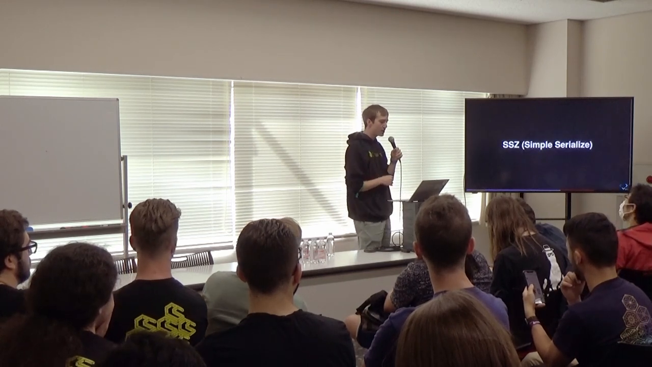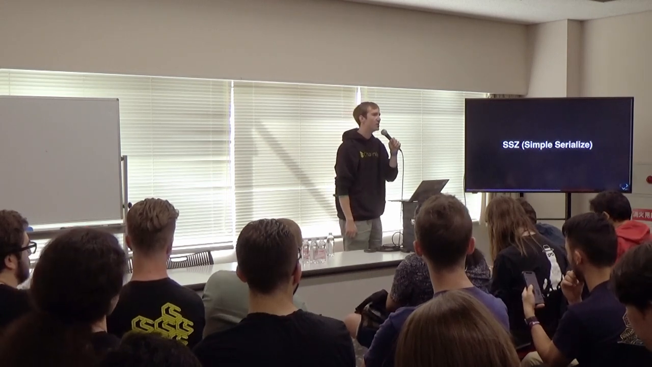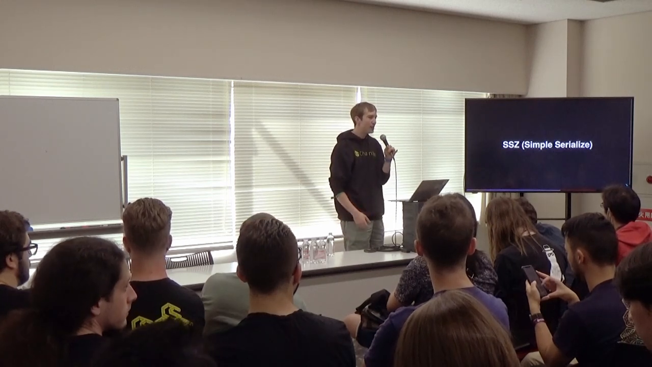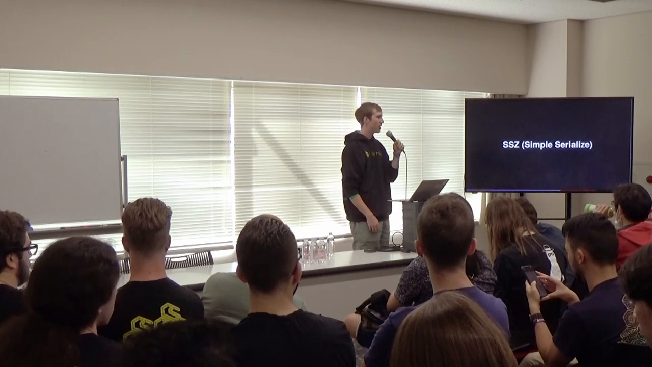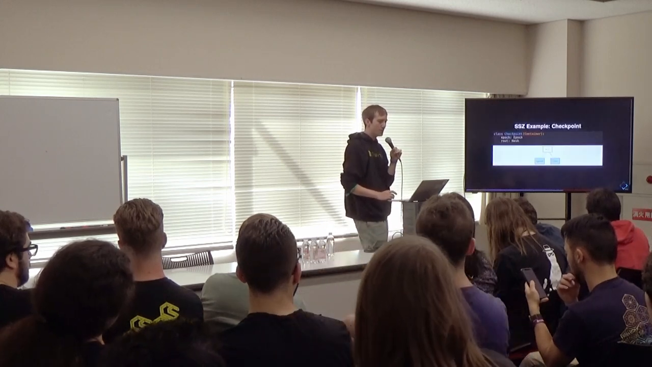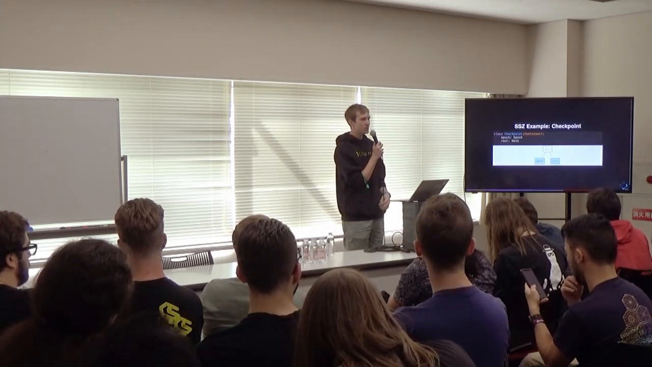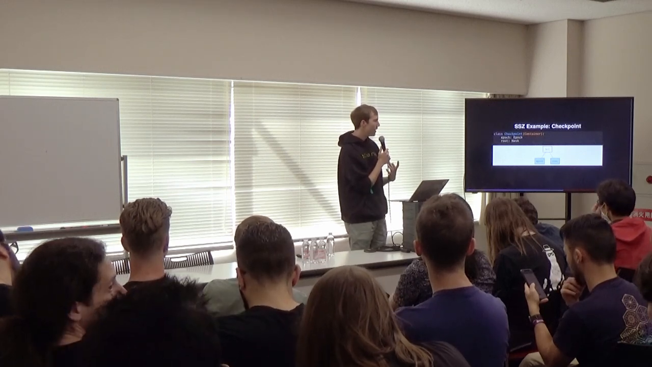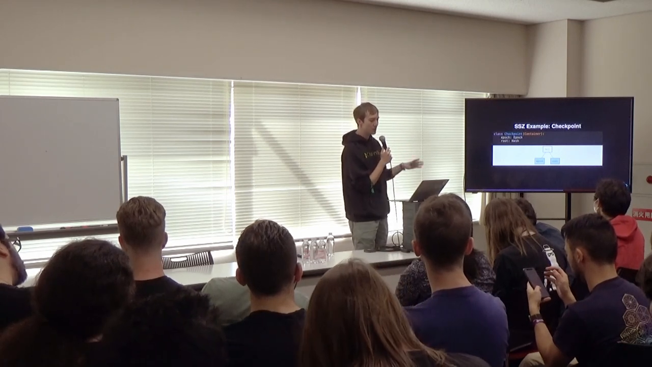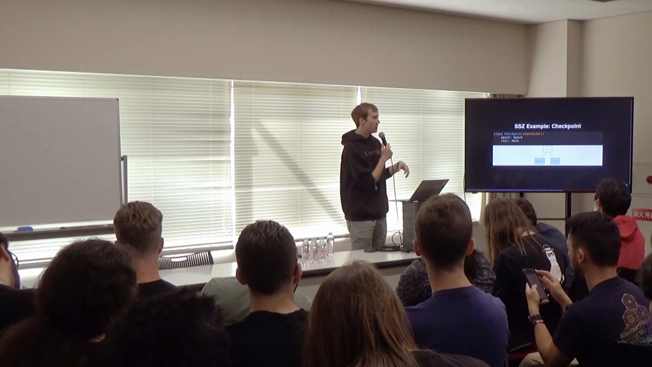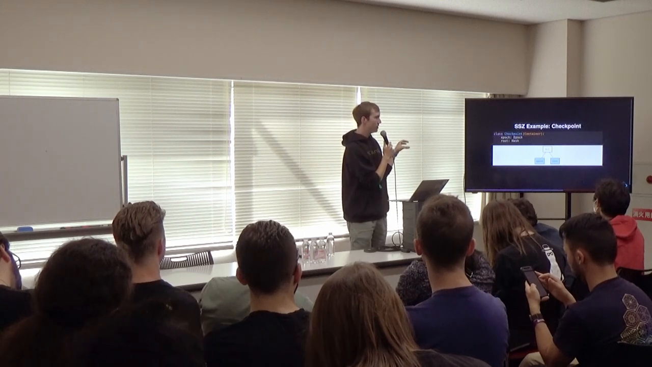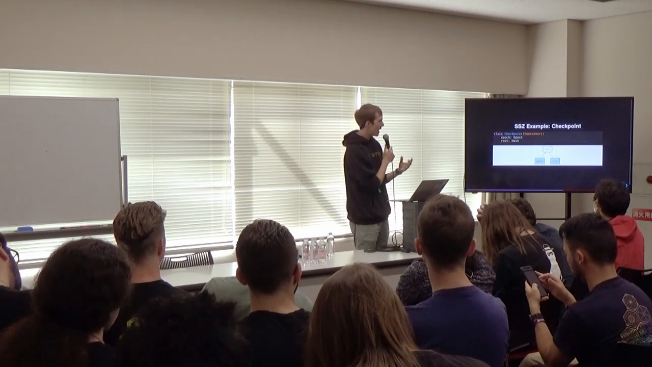I want to take another little detour to something called simple serialize, which is a spec that we have for Ethereum 2, and it's a way to consistently and easily Merkleize our data structures. So to go through it by example, we create a consistent way of creating these Merkle roots for any kind of data structure that we have. For example, we have a checkpoint, and a checkpoint is an epoch and a root. If we wanted to make a Merkle tree out of this, we would just put each of these elements into chunks and then create a hash from those.